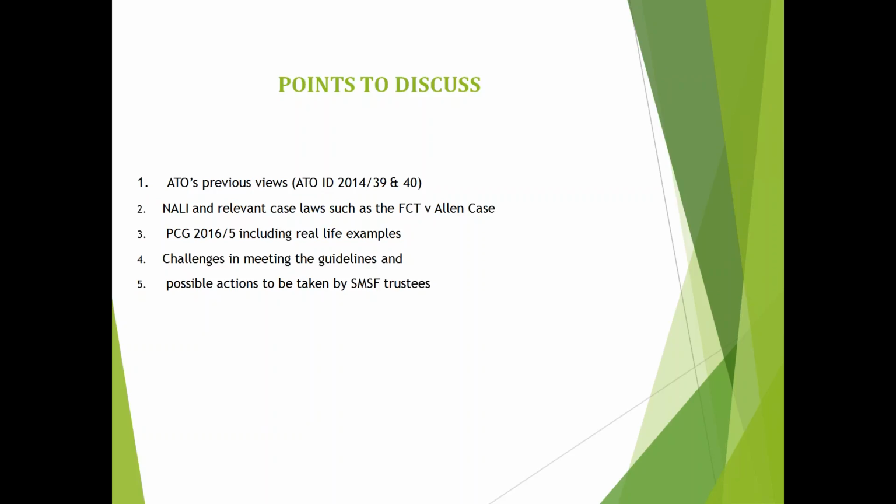Thirdly, what are the safe harbour provisions? The PCG 2016 that everybody is now talking about. What is it all about? Is it a public ruling? Does it automatically make income from non-complying loans NALI? Fourthly, what are the challenges for trustees in meeting the new guidelines? And finally, what possible actions can trustees take to ensure compliance with these rules?